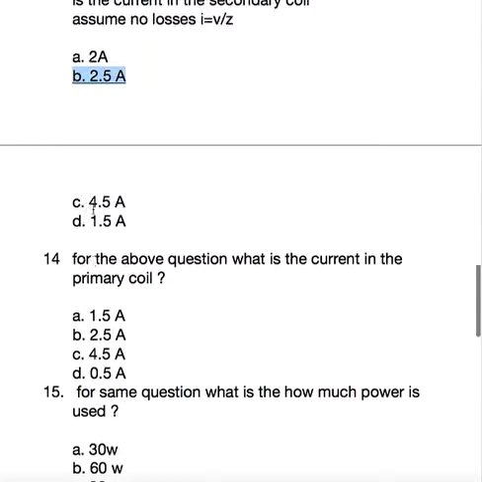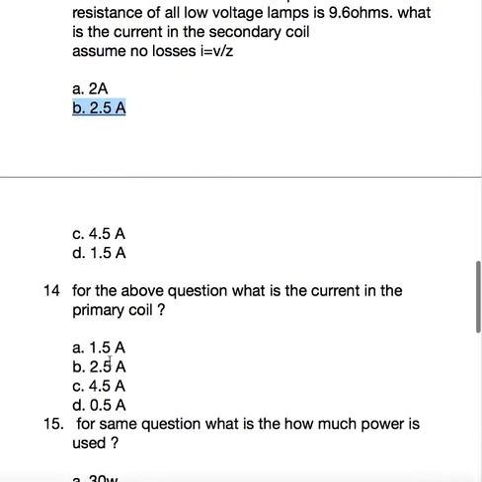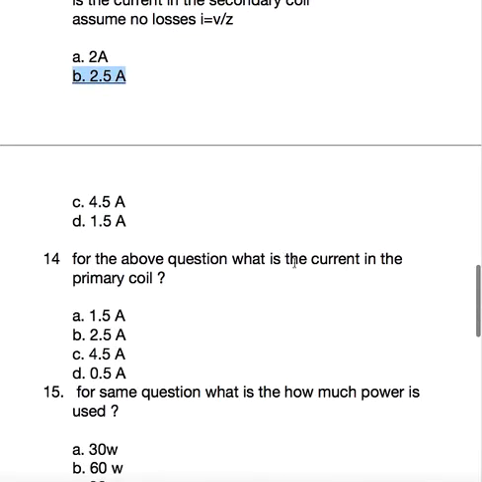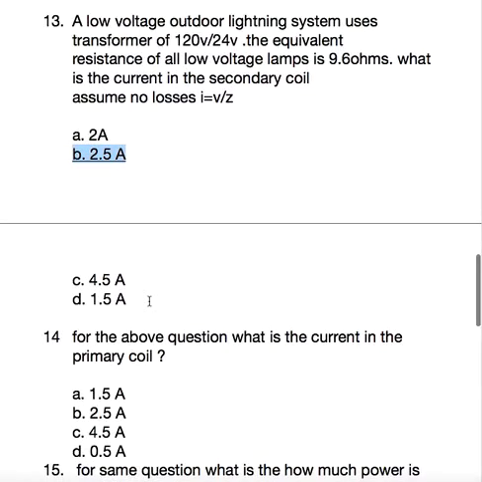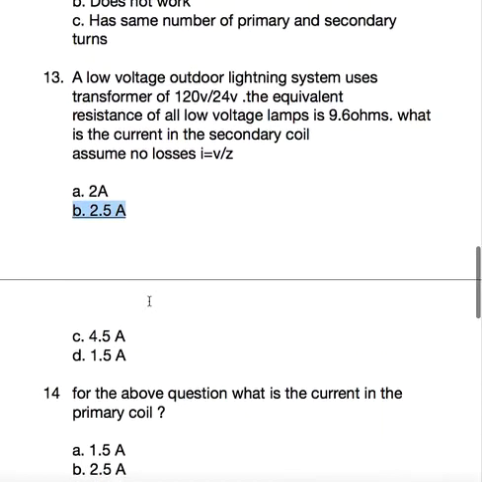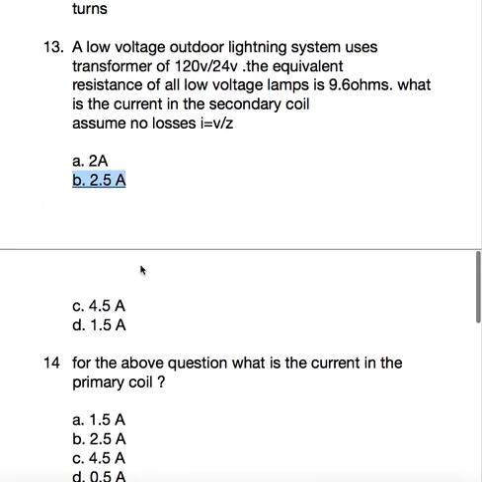For this same question, they are asking what is the primary current in the primary coil. We can find this from the previous answer only. We know that these are the basic formulas of the transformer. You can write it down: I1 is equal to K times I2.